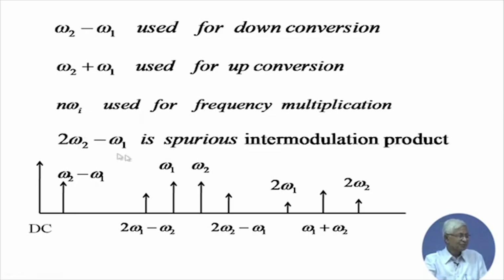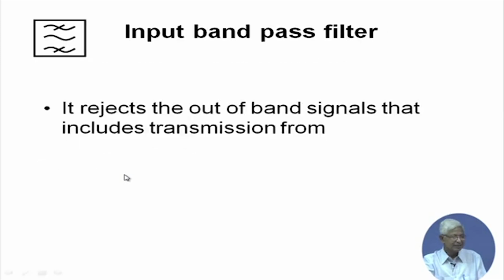2 omega 2 minus omega 1 is a spurious intermodulation product which can appear very near to the fundamentals. There may be many other intermodulation products. So, like that each of the frequency components has certain use. So, we will try to use them.